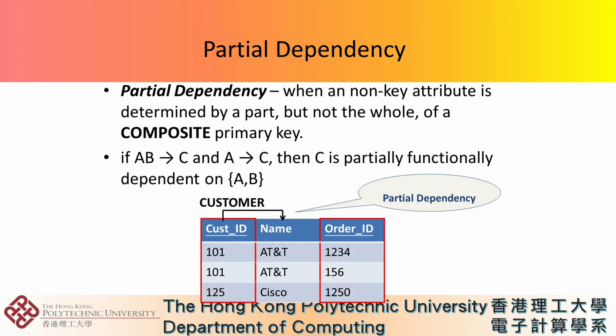Partial dependency occurs when a non-key attribute is determined by a part but not the whole of a composite primary key, which means if AB functionally determines C and A functionally determines C, then C is partially functionally dependent on AB. In this example, name is partially functionally dependent on the two primary keys customer ID and order ID, because name only fully functionally depends on one of the primary keys, customer ID.